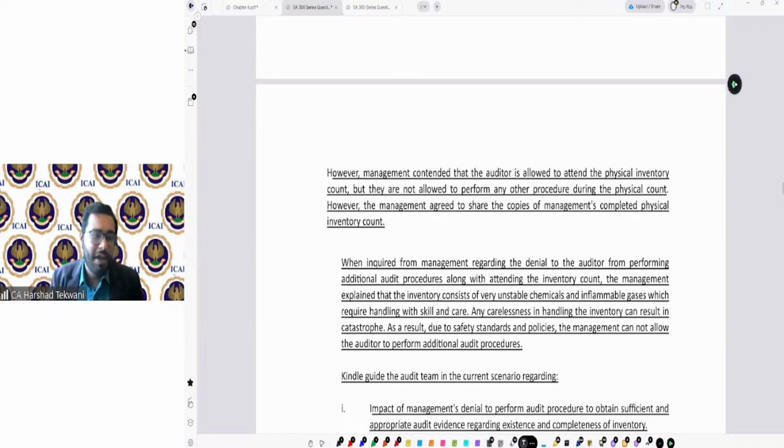When it comes to SA 315, we are repeating the auditor's responsibility to perform risk assessment procedures and understanding of the entity, its environment, including internal controls. But when we talk about SA 330, we talk about the auditor's responsibility to respond to the assessed risks of material misstatement.